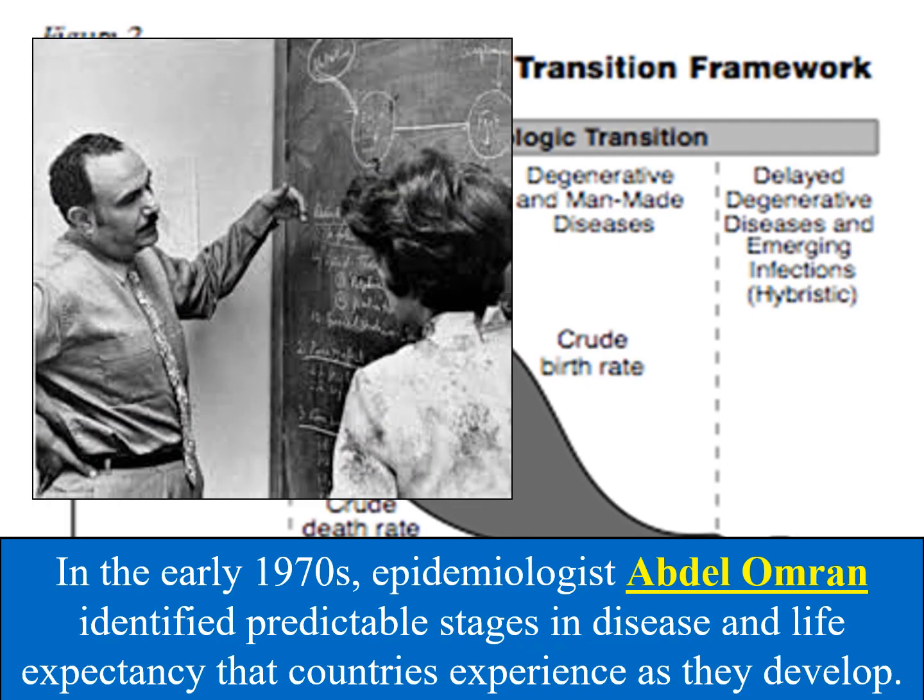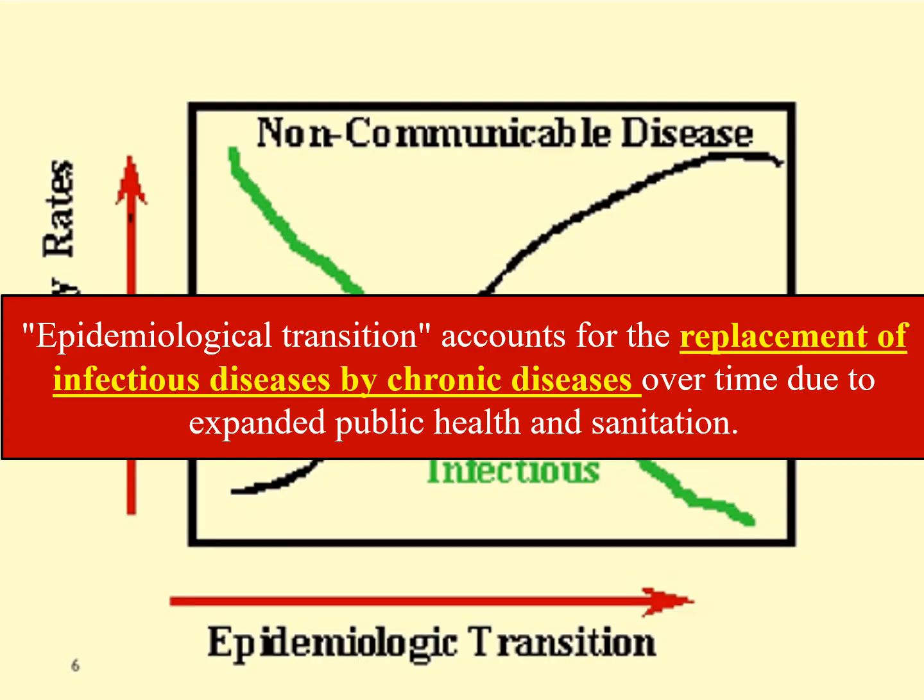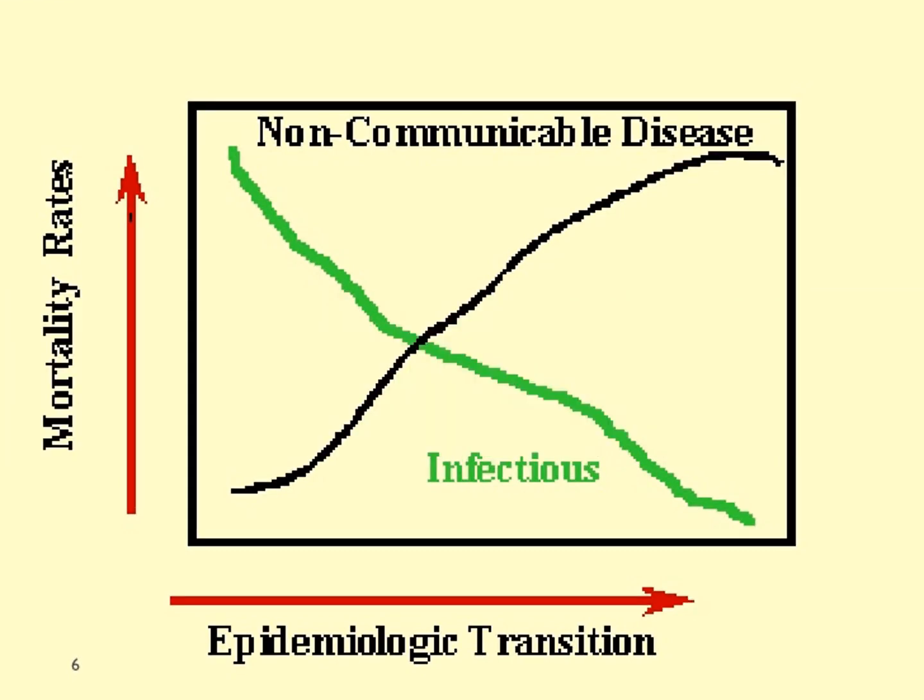In the early 1970s, epidemiologist Abdel Omran identified predictable stages in disease and life expectancy that countries experience as they develop. The epidemiological transition accounts for the replacement of infectious diseases by chronic diseases over time due to expanded public health and sanitation. These stages go hand in hand with the demographic transition model.